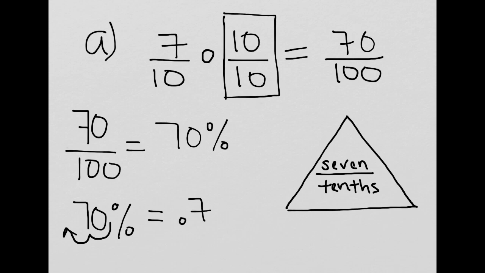So now I'm going to do my portion web, which you can see I just took 7/10 and put it into words. I could put 7/10 up top for the fraction, or 70 over 100. For a percent, I could put 70%. And for a decimal, I'll put 0.7. And there's my answer right here for A.